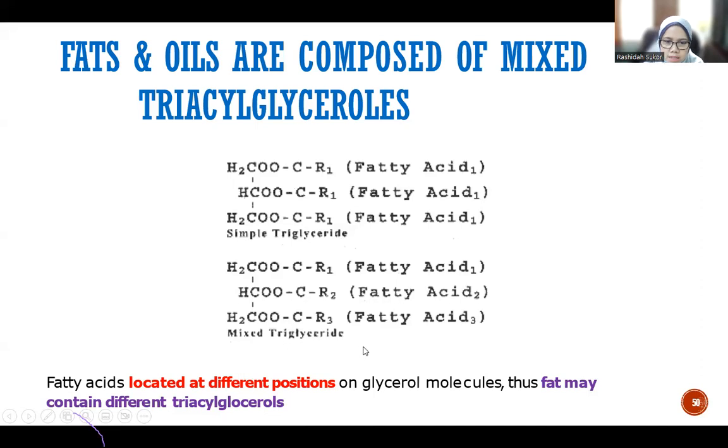But for the mixed triglyceride, okay, it exists in macam R1, R2, R3. So you can either have different like C18, C16, C14. So dia different triglycerides. So this is called mixed triglyceride.